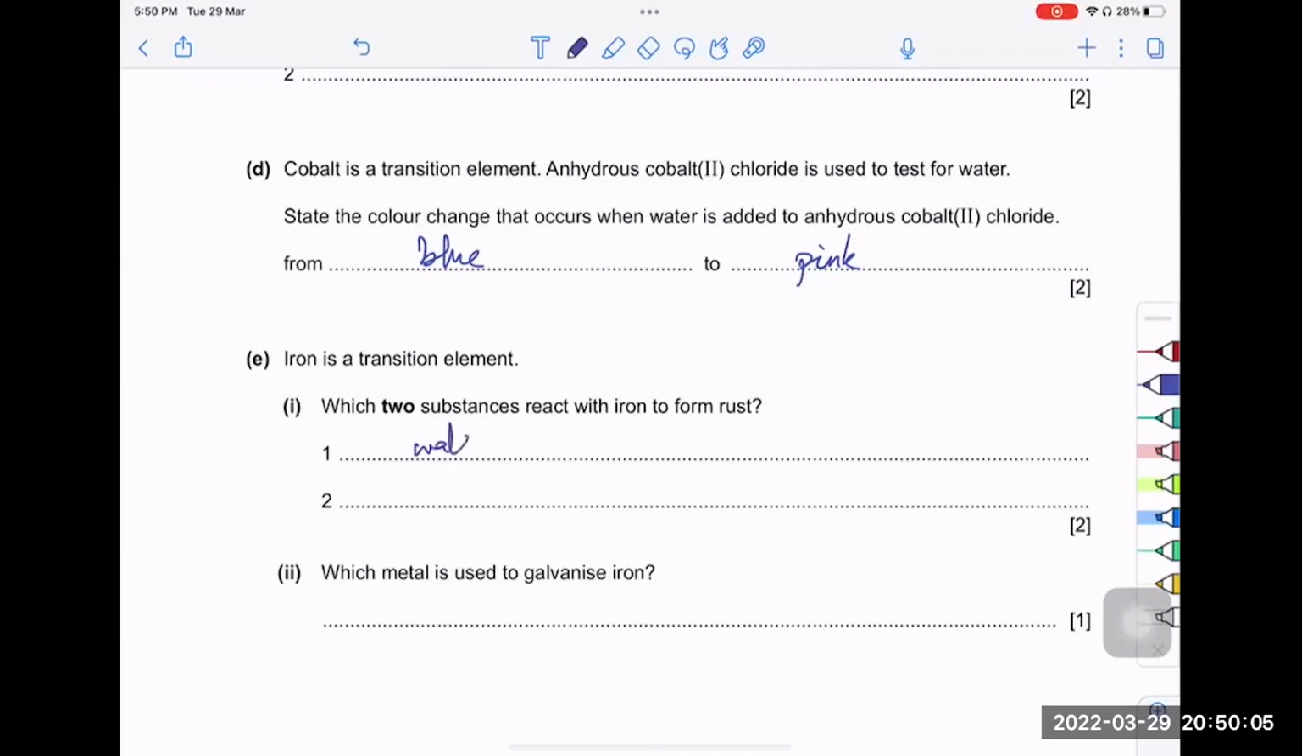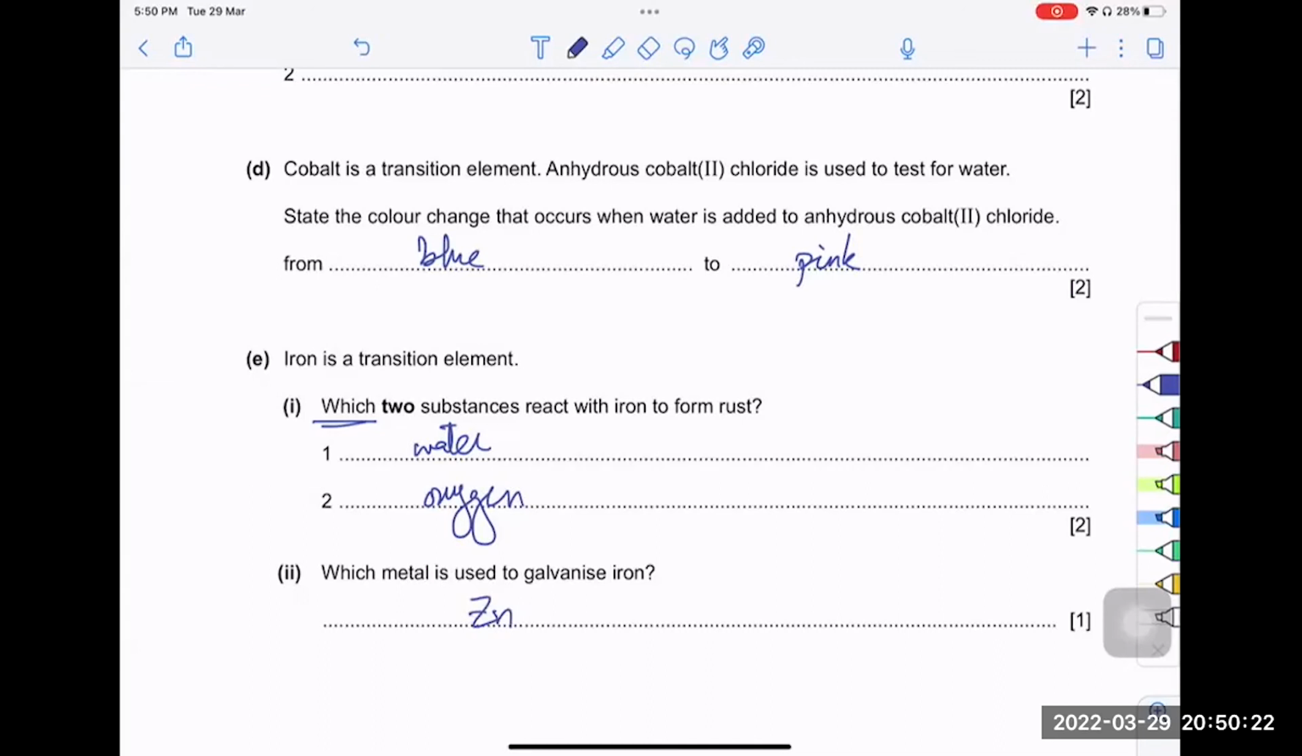So water and oxygen. Now, because they did not ask us to name it, they just said which 2 substances, we could use the formula or the name. Both of them are fine. Which metal is used to galvanize iron? Galvanization is a special name given to when you coat iron with zinc.